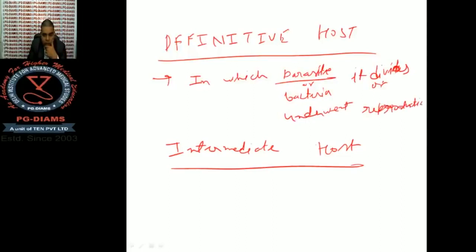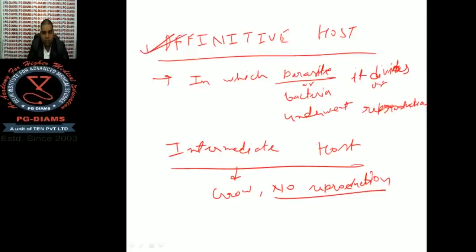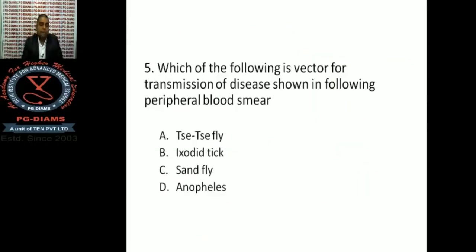Okay, and in intermediate host it can grow in size, it can multiply, but no reproduction. Okay, if there is reproduction inside the body of the host, then the host will be definitive host. If there will be no reproduction, then the host will be known as intermediate host. Clear? So in this case again, the dog is the definitive host, and in the dog the adult form is present. Okay, so now let's move to our another question.